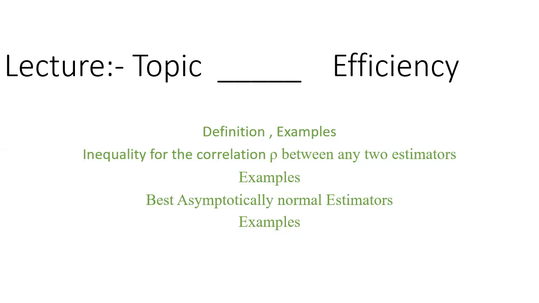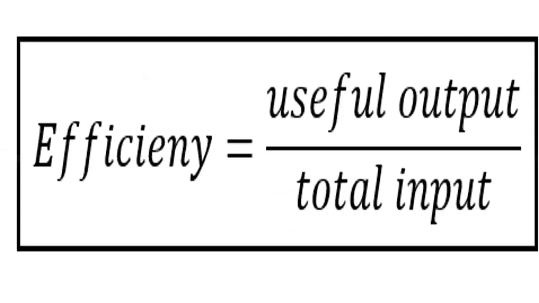Then there is the concept of best asymptotically normal estimators. We will also see some examples, or we will check best asymptotically normal estimators in a discrete distribution and in a normal distribution.